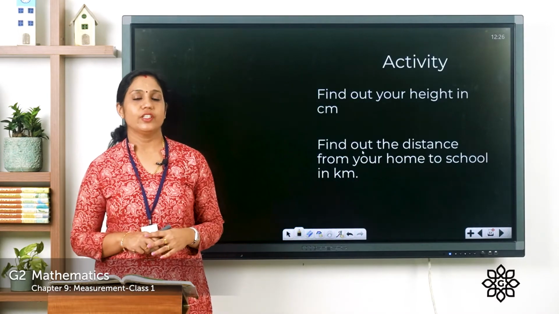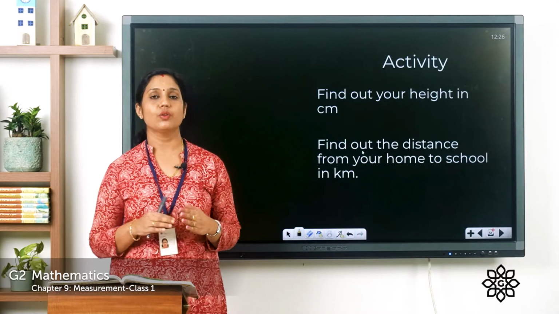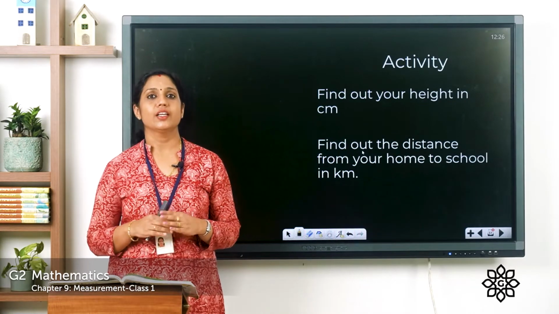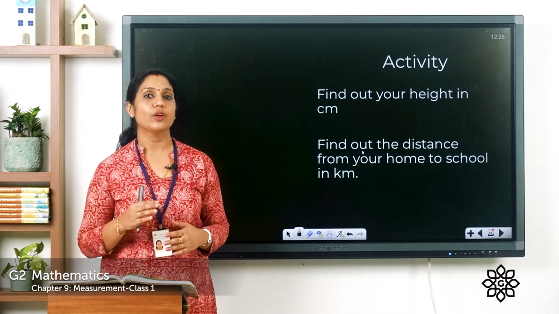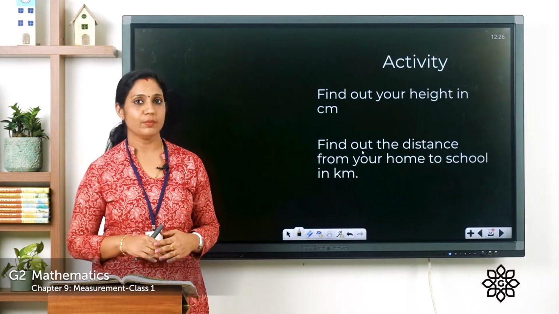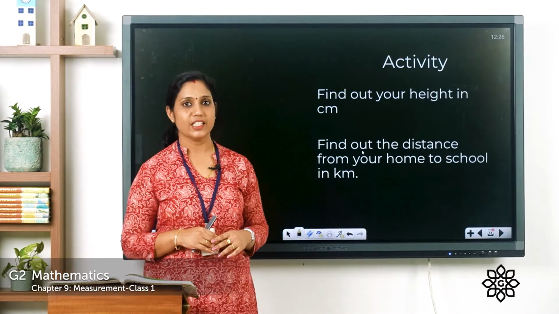Now, you have an activity. You have to find out your height in centimeters. So, how can you find out your height? You can use either a measuring tape or any other instrument, and you have to find it out in centimeters. So that is the activity for you. Find out your height in centimeters.